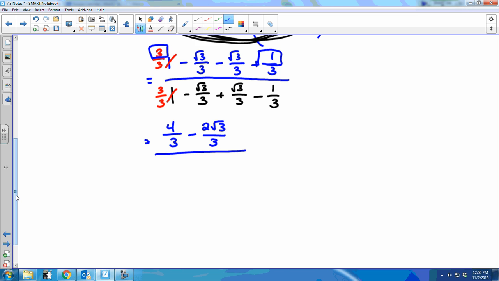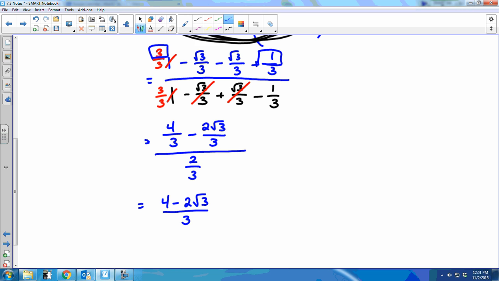And the denominator, the negative square root of 3 and the positive square root of 3 cancel each other out. That's 0. And then you have 3 over 3 minus 1 over 3, so that's 2 over 3. Right. So you have 4 minus 2 square roots of 3 over 3. That's the numerator, all combined.